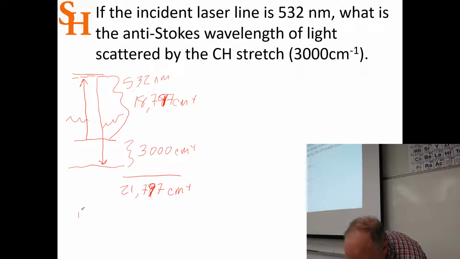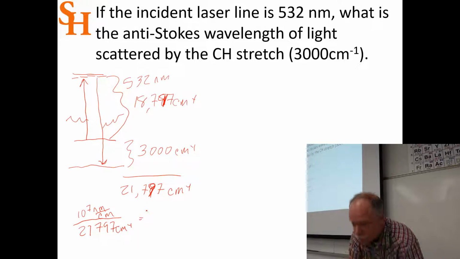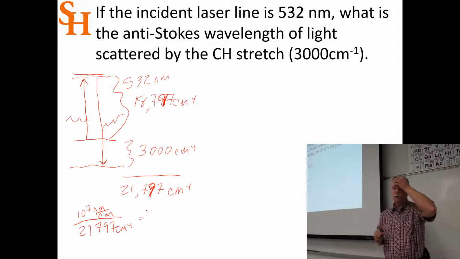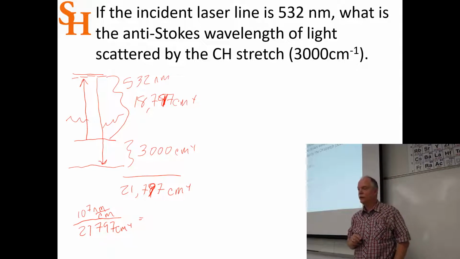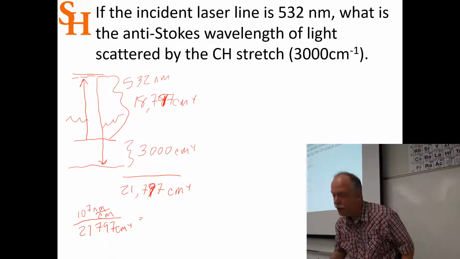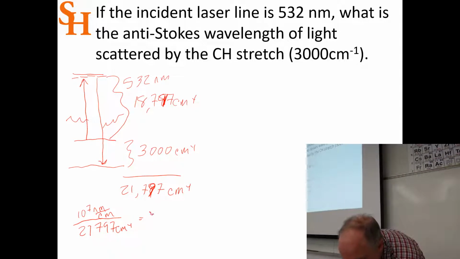So we can take 10 to the 7 nanometers per centimeter and divide by 21,797. What'd you end up with? 459. 459, okay. Nanometers.